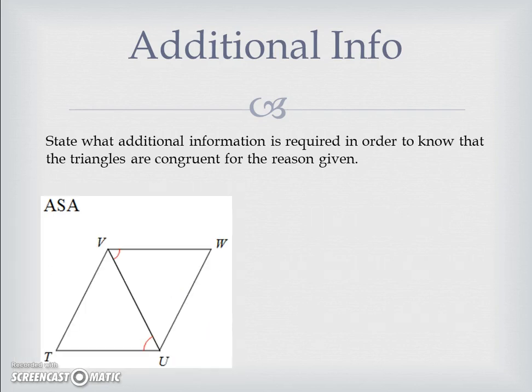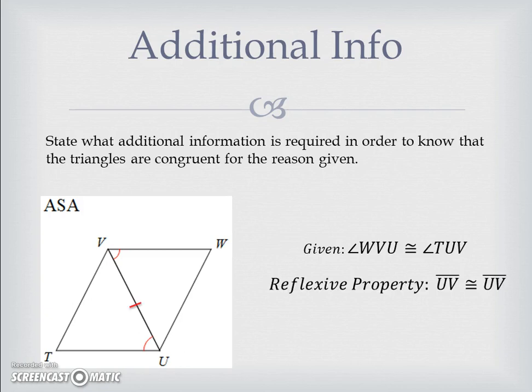The next one we need ASA. We have a pair of angles, that's angle WVU and TUV. We have a reflexive side, we can go ahead and mark it. UV is congruent to itself. So to say ASA in this question, we have a pair of angles, we have a pair of sides, so we need another pair of angles, and that pair of angles has to be touching the side. So this is angle WUV and angle TVU.